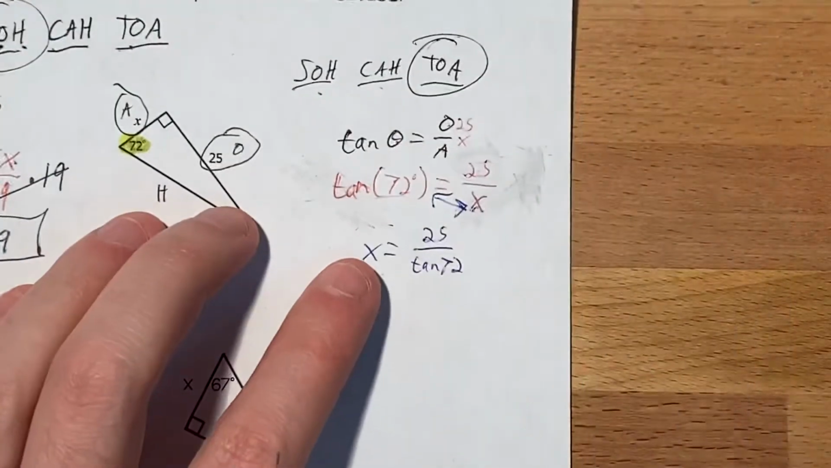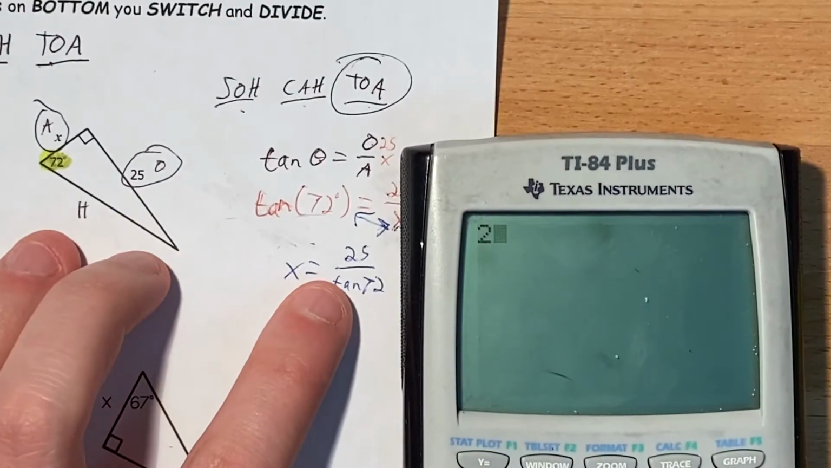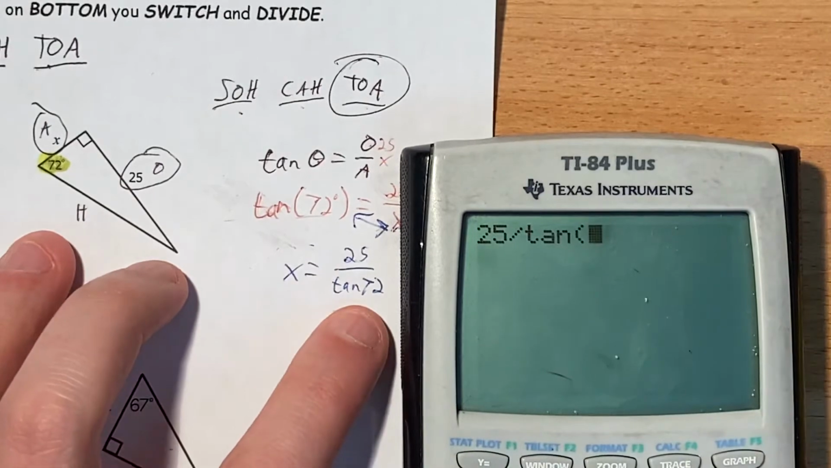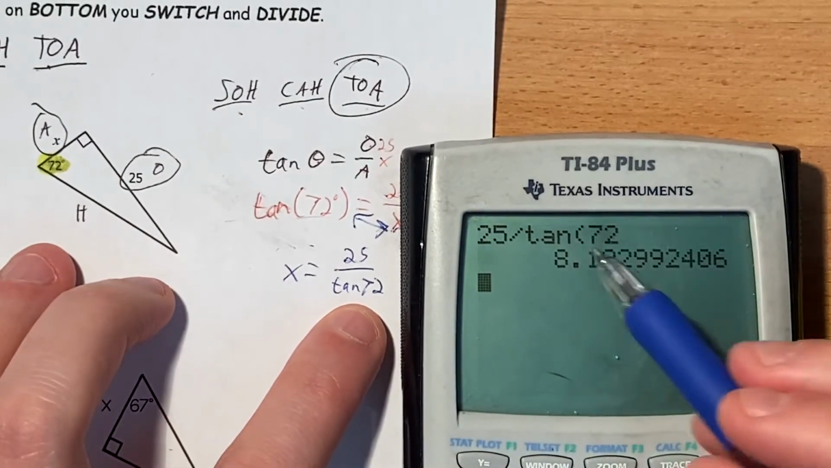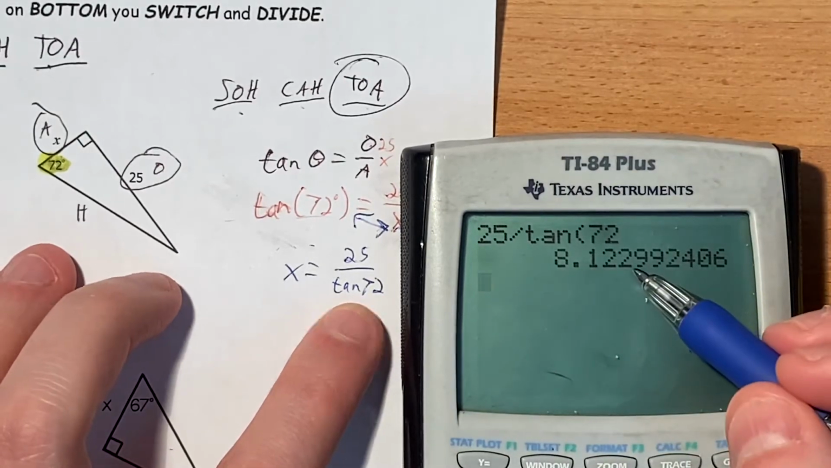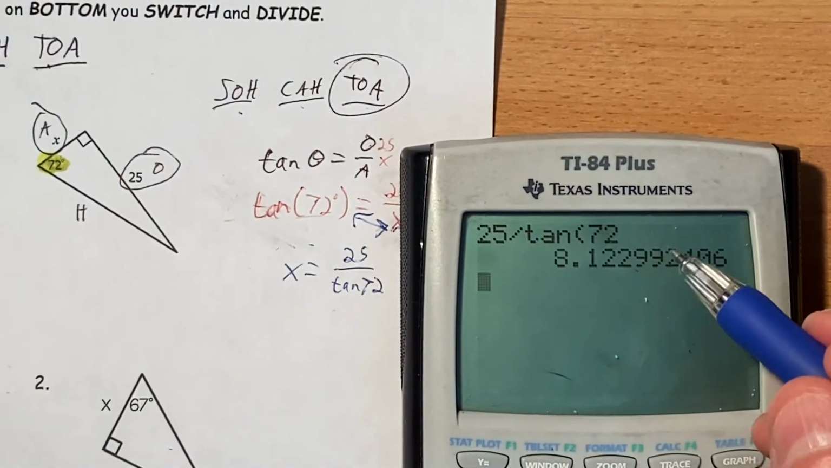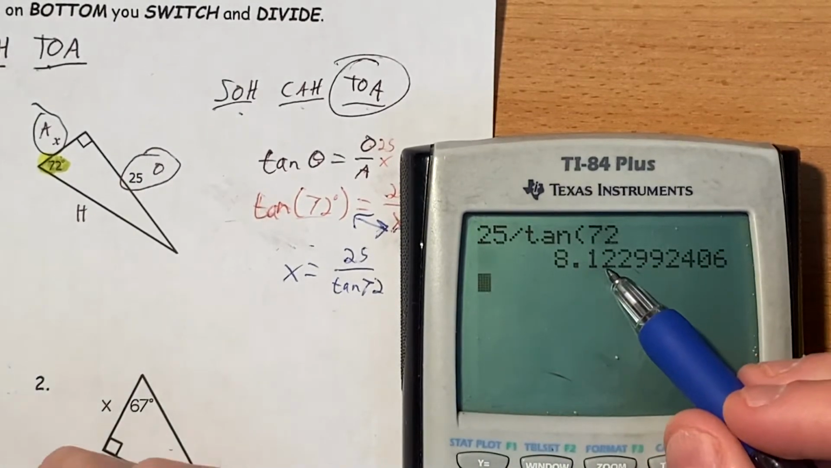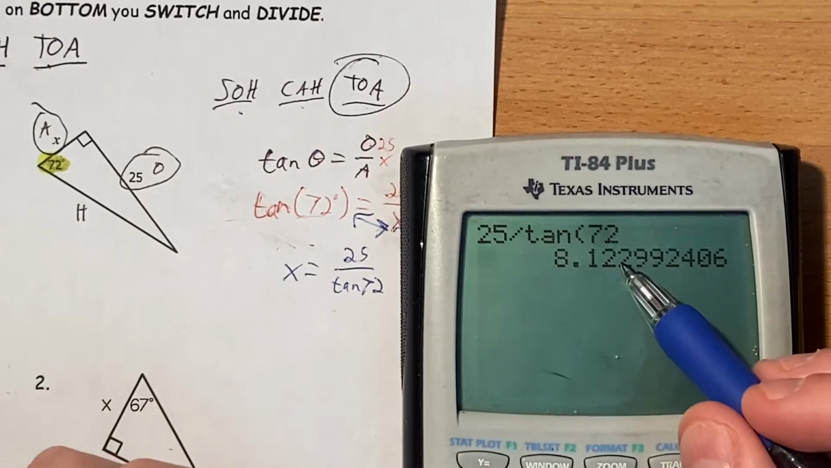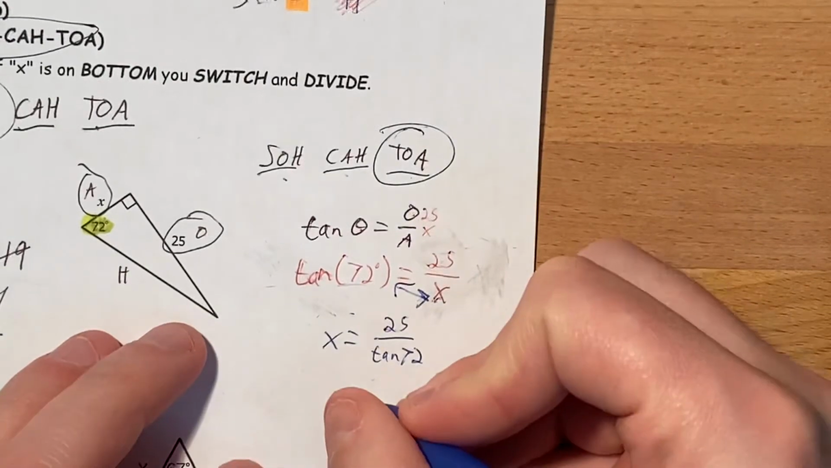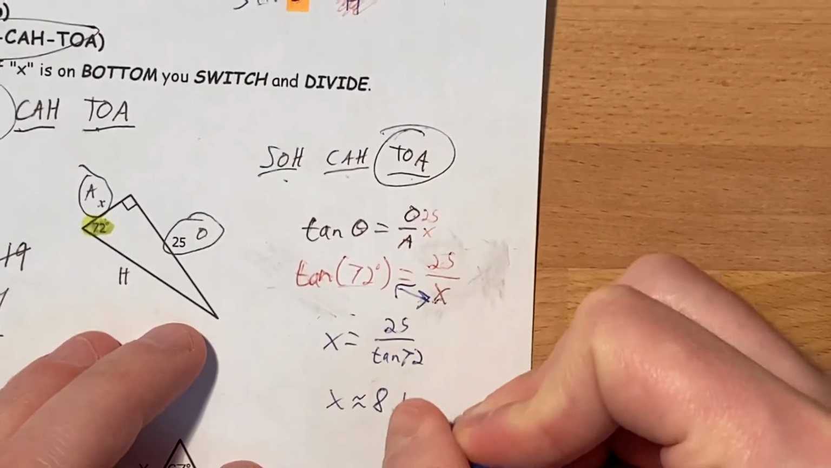And that is, once again, a job for the calculator. 25 divided by the tangent of 72. And that's going to be 8.1 about. I'll round to 3 decimals this time, because you have to get used to rounding to different places. So to the thousandths would be 8.1229. The 9 would make that a 3. So 8.123. Like so.